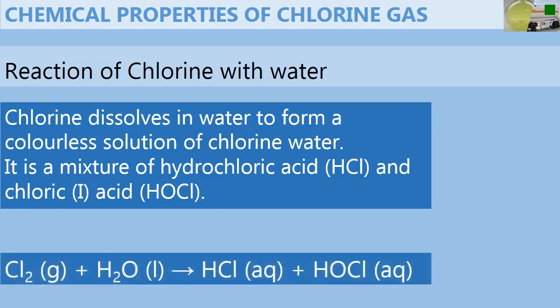When chlorine reacts with water, from this equation you will find that it forms a mixture of HCl, which is hydrochloric acid, and chloric 1 acid. Chloric 1 acid is very unstable and decomposes in the presence of sunlight. And that is why, if you're carrying out the experiment of dissolving chlorine in water in the presence of some sunlight, the solution will be colorless.